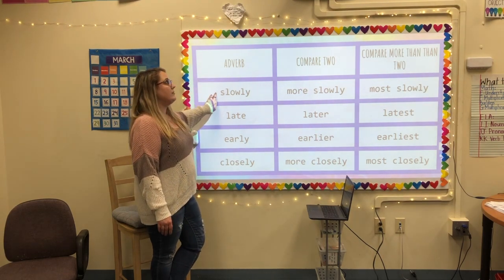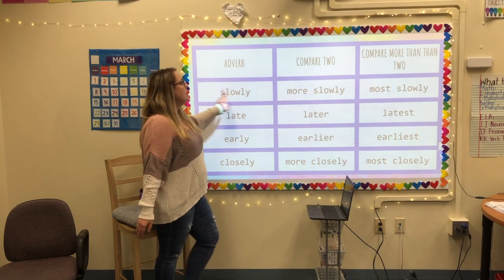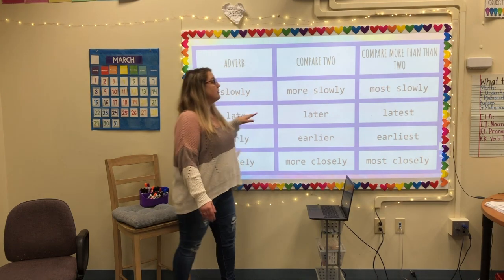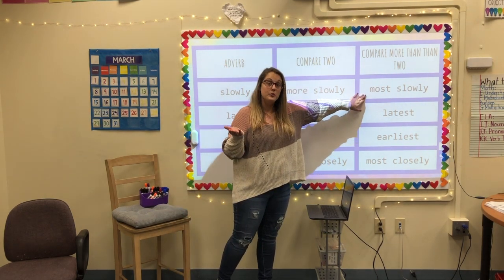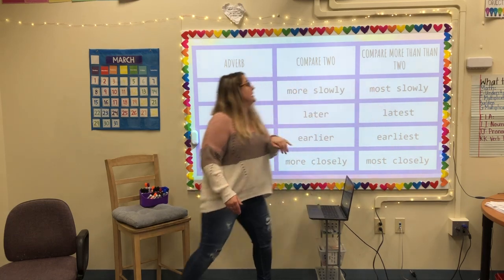If you're looking at the adverb slowly and you're comparing 2 actions, so let's say the tortoise and the hare, the tortoise moves more slowly. If you're looking at more than 2 actions, so let's say how the tortoise moves compared to all of the animals, he moves most slowly.